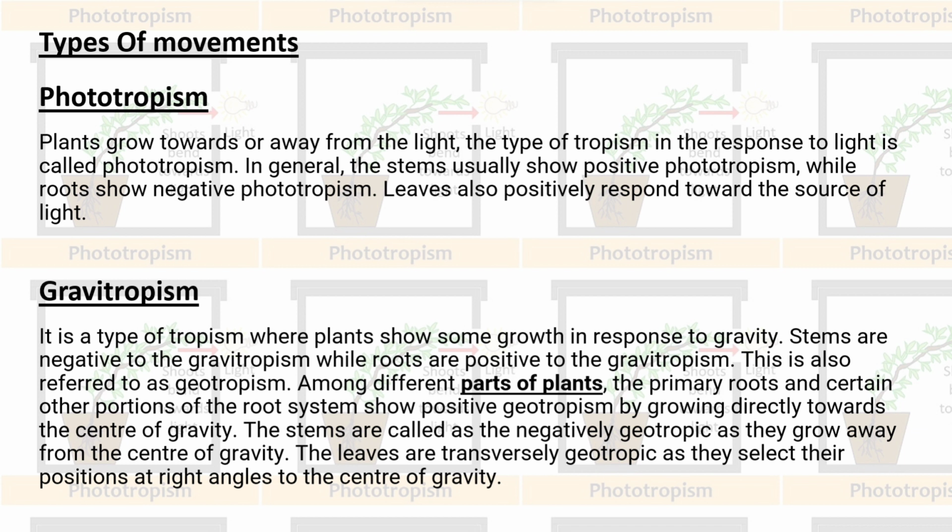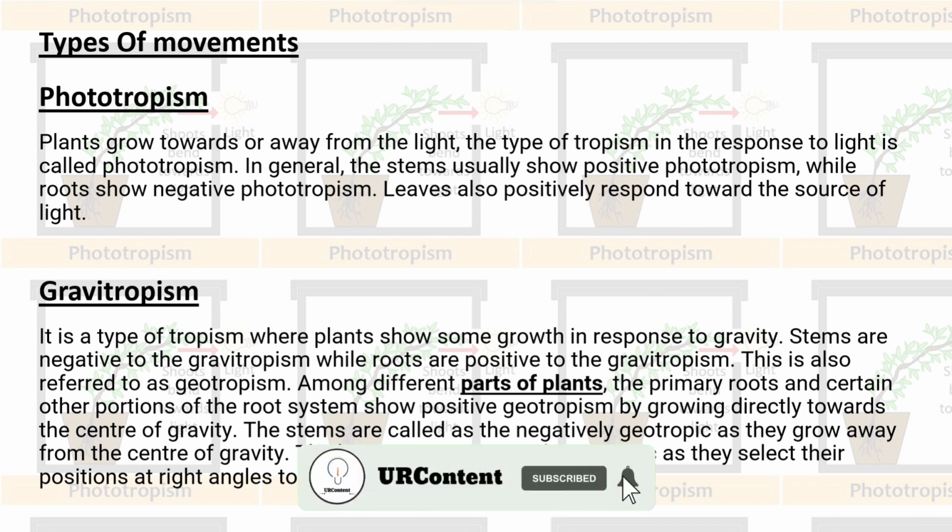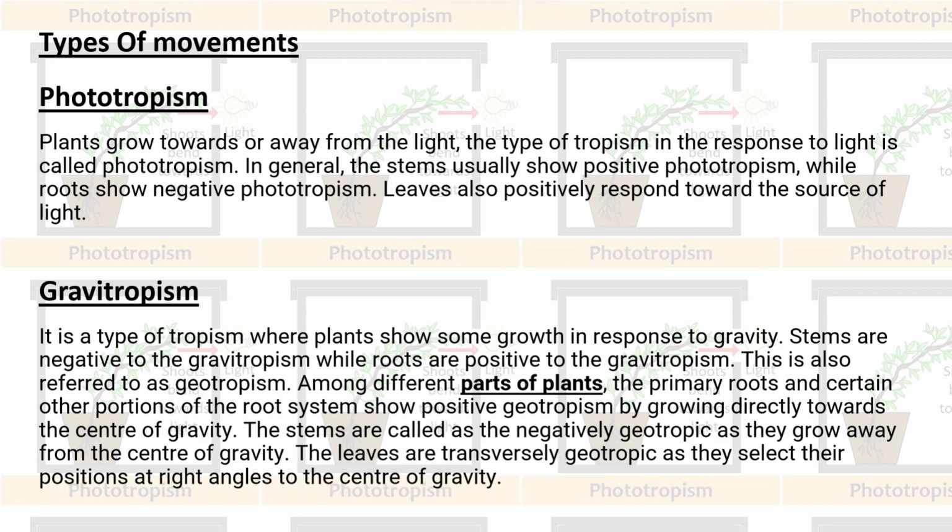Among different parts of plants, the primary roots and certain other portions of the root system show positive geotropism by growing directly towards the center of gravity. The stems are called negatively geotropic as they grow away from the center of gravity. The leaves are transversely geotropic as they select their positions at right angles to the center of gravity.